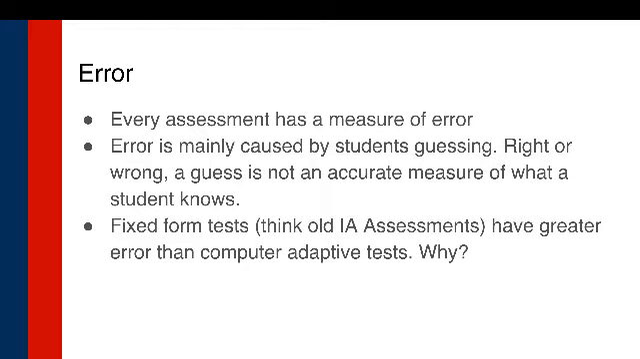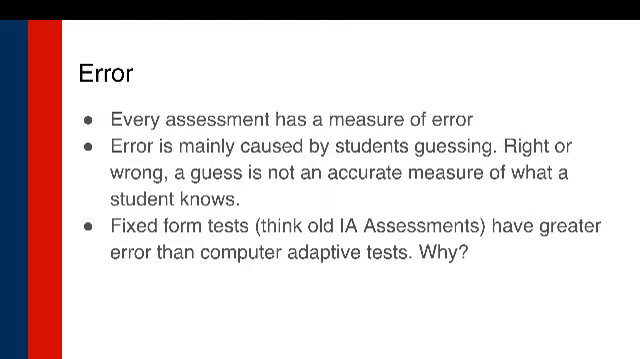Another thing that I just wanted to go over quickly about MAP is that with every assessment, as with MAP, there's a measure of error. Error is mainly caused by students guessing, right or wrong. A guess is not an accurate measure of what students actually know. And when we think about fixed form tests like our old Iowa assessments or our current ISASP, these assessments have a greater error than computer adaptive tests. The reason for that is because kids can guess on a 4-point multiple choice and have a 25% chance of getting that question right just simply by guessing.